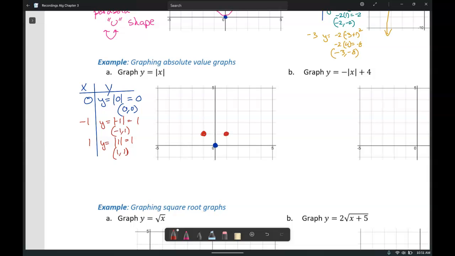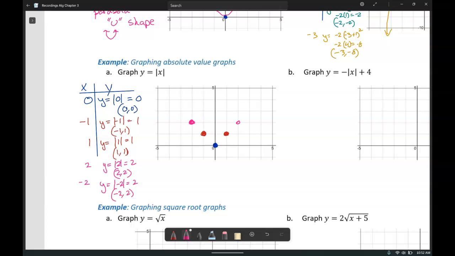Let's see if it follows a similar pattern or not by graphing 2 and negative 2. y equals the absolute value of 2. So we have the point 2, 2. And y equals the absolute value of negative 2. So we have the point negative 2, 2.